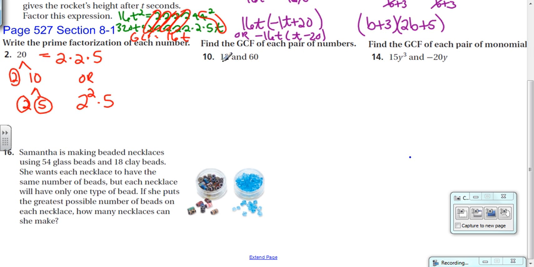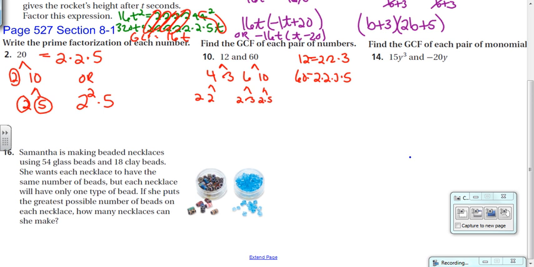If I want to find the GCF between 12 and 60, I can do factor trees. 12 is 4 times 3. 4 is 2 times 2. So I got 2 times 2 times 3. Then 60, I can do 6 times 10. 6 is 2 times 3. 10 is 2 times 5. So then 60 is 2 2s, a 3, and a 5.